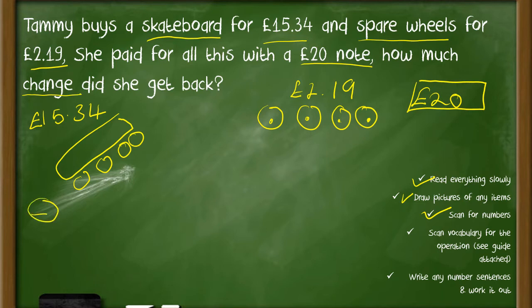How much can be deceptive because it tends to indicate plus, and that's why reading over and over again is important. So I'm going to get rid of that. So make sure they read everything over and over. Okay, so where was I? She paid for all of this with a £20 note. How much change did she get back? Now, there's a number of ways of doing it. They may do 20 subtract £15.34, and then whatever change they get, they may subtract the remaining £2.19, and that's fine.